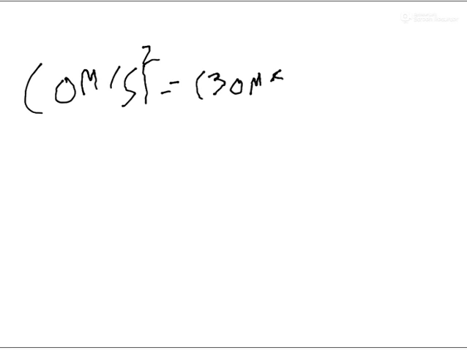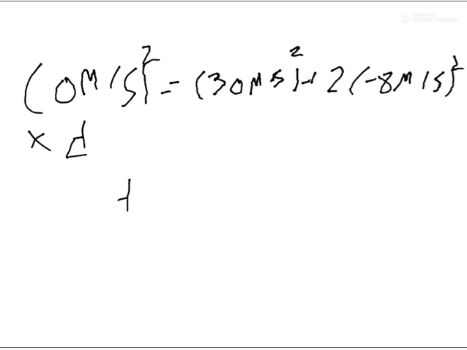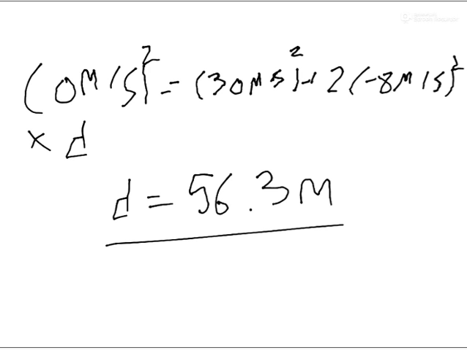So substituting the values into the equation, you have 0 meters per second for the final velocity squared equals 30 meters per second squared plus 2 times negative 8 meters per second squared times d. So when you solve for d, you're going to get a value of 56.3 meters. So this is the displacement of the car from when you slammed on the brakes to when it stopped: 56.3 meters. So the car skid that distance.